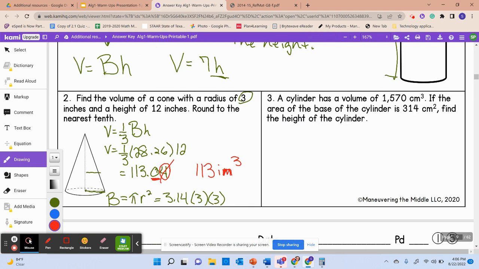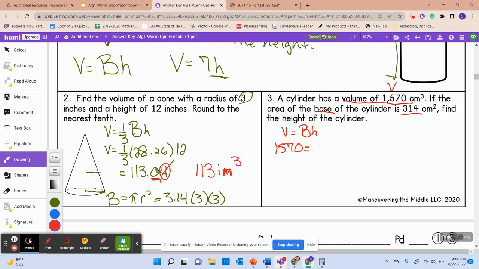All right. And now it's telling us that a cylinder has a volume of 1,570 centimeters cubed. If the area of the base of the cylinder is 314 centimeters squared, find the height of the cylinder. So we've been talking about our cylinder, and we know that volume is equal to the big base times the height. Well, what this gave us was the volume. So this is V. And it tells us the base is 314.